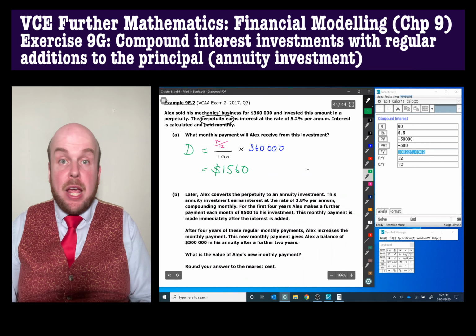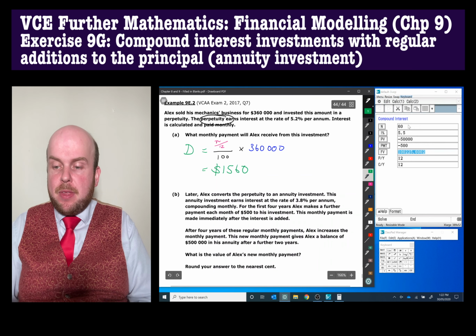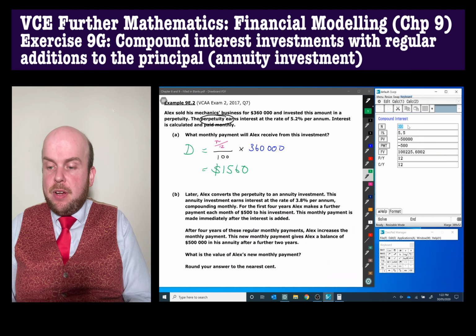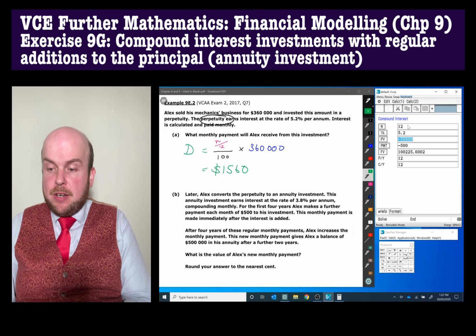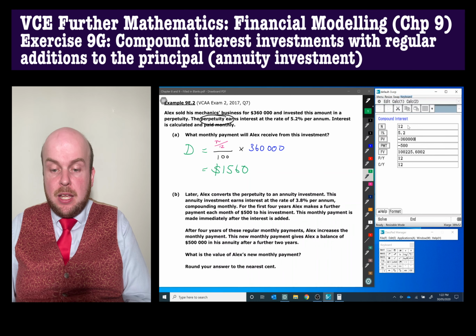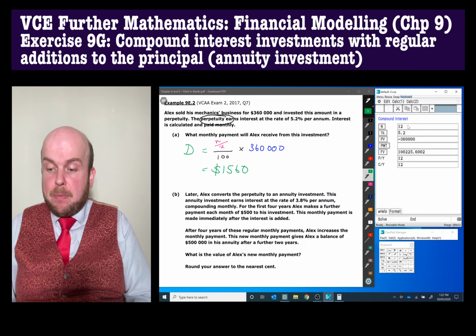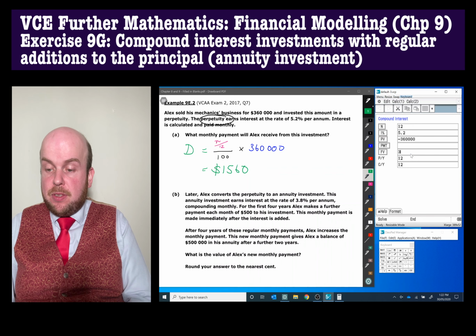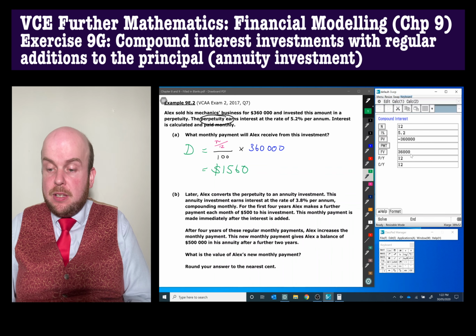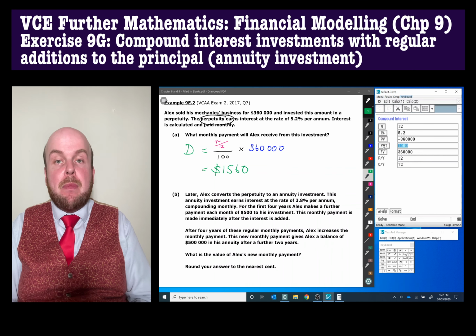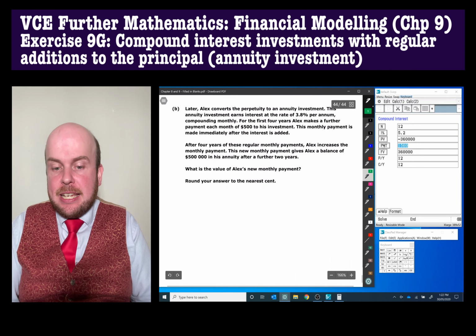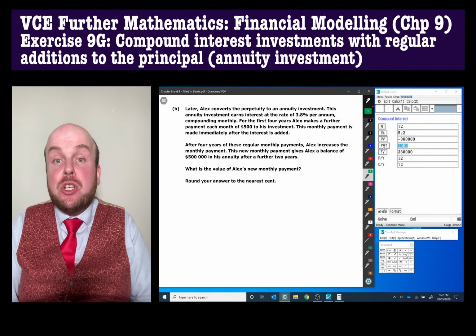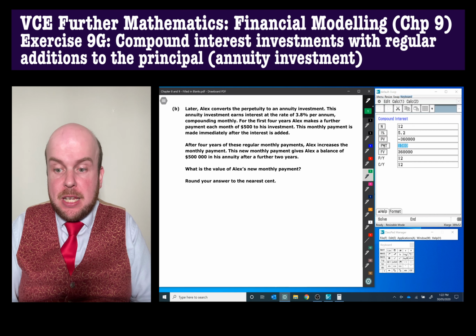$1,560. Now, I could have got the same result from the financial solver. I just needed to put in 12, 5.2. We've invested in $360,000. We're working out the payment. The future value is still $360,000, and it will come up with the same amount, which is $1,560.